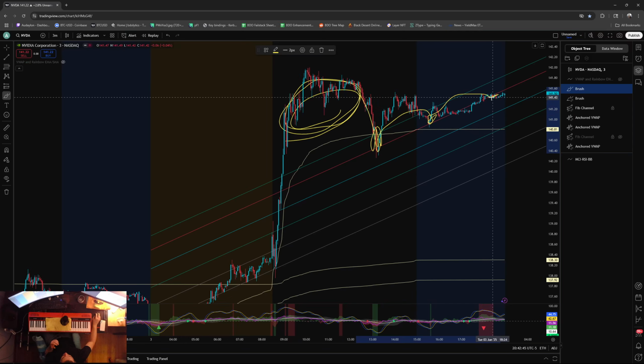Oh, what a glorious feeling that is to know that fib channels work in a crazy, stupid way when you apply them to the anchored VWAP for the day.